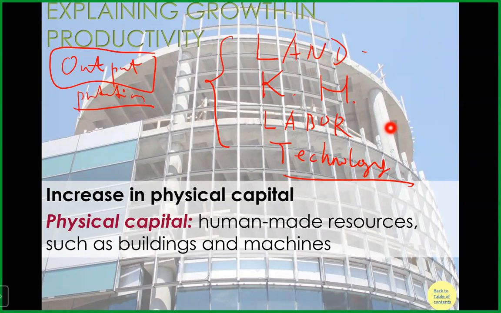So we start with physical capital. What is physical capital? It is just human-made, like this building, the computer, the projector, the furniture. Those are human-made, right?